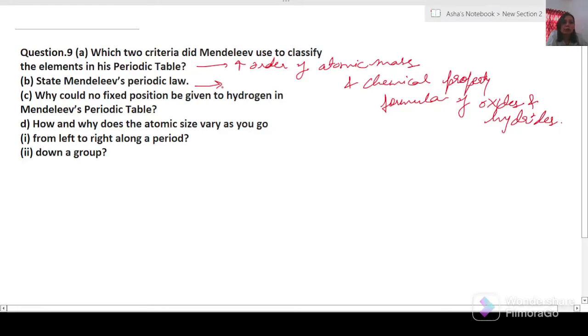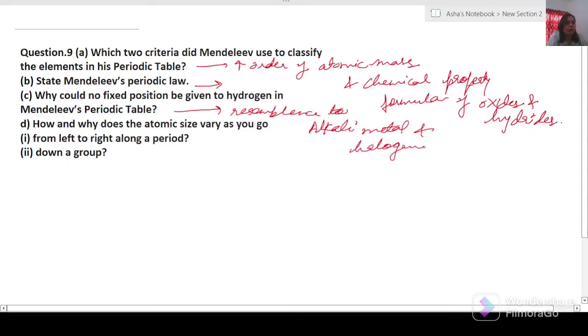Why could no fixed position be given to hydrogen in the Mendeleev periodic table? It is because it shows resemblance to alkali metals as well as to the halogens, that is the fluorine one.